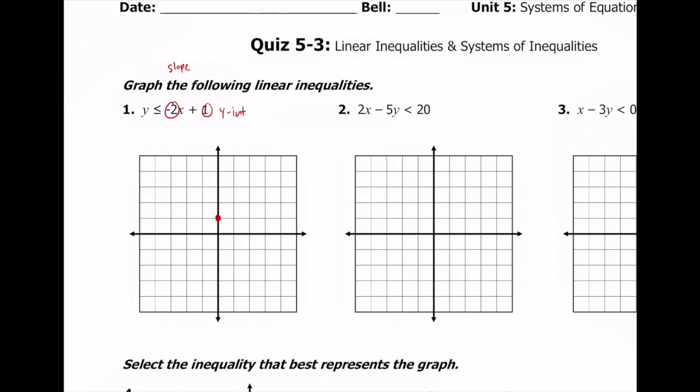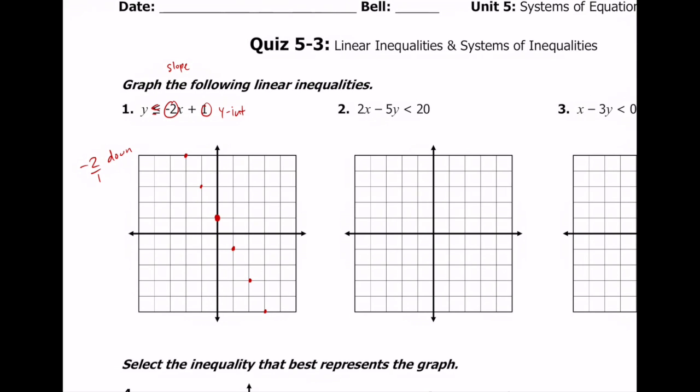I can put down my y-intercept at 1, and then this slope of negative 2, we want to turn it into a fraction, so it's negative 2 over 1. The negative means go down, so we're going to go down 2 units, and then to the right 1. Because of our inequality symbol, we're going to fill in our points with a straight line, and then we can graph below. The big idea here is that the region that we colored in is where all of our solutions are.